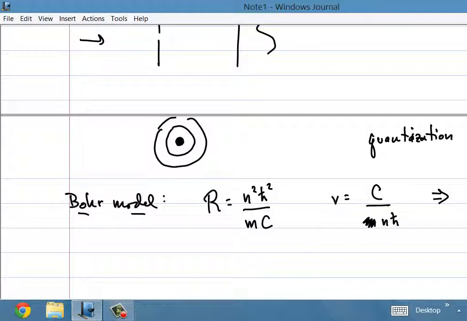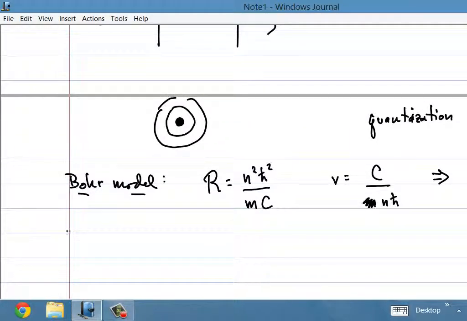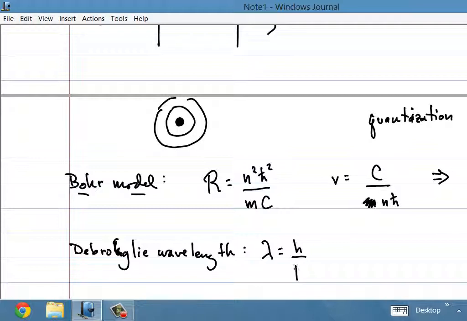And this has a very nice physical interpretation in terms of the wave picture of an electron. If we remember that an electron should be described as a wave with a wavelength, lambda, that depends on the momentum of the electron.